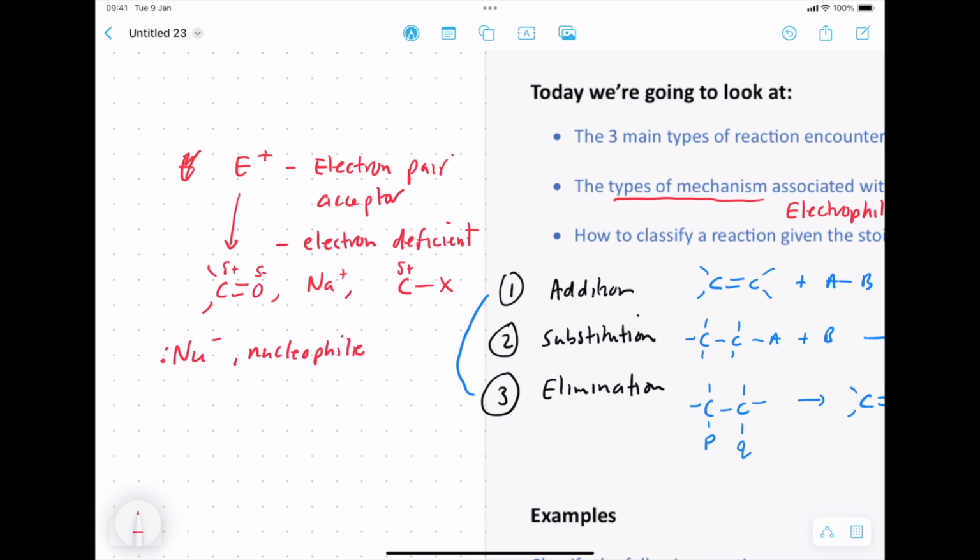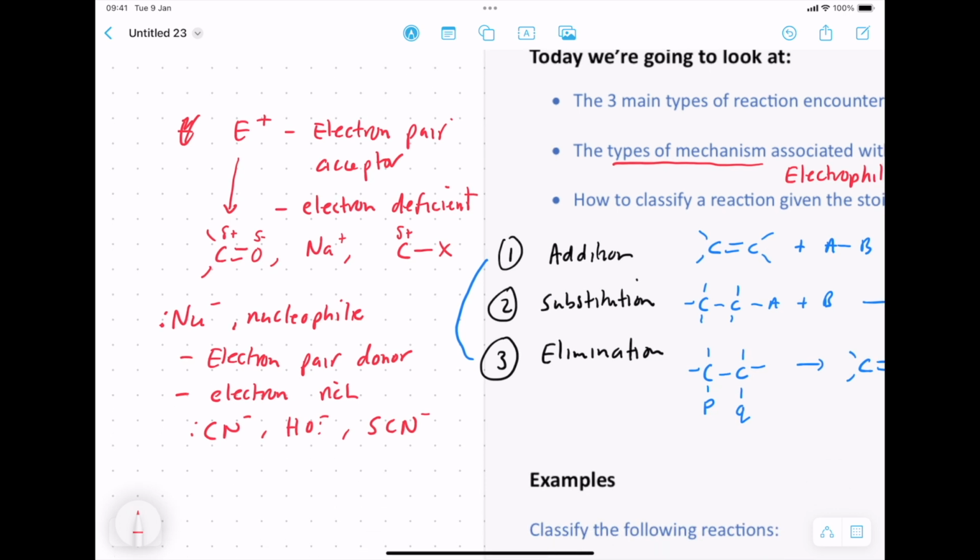A nucleophile is defined as the exact opposite. It's an electron pair donor and thus is electron rich. Nucleophiles can be charged, for example, cyanide, CN minus, hydroxide is a really good one, thiocyanate, and so on. These are carrying a negative charge, so can sometimes be considered a more potent nucleophile. And then you've got neutral nucleophiles like water with a lone pair on the oxygen, ammonia, and so on.